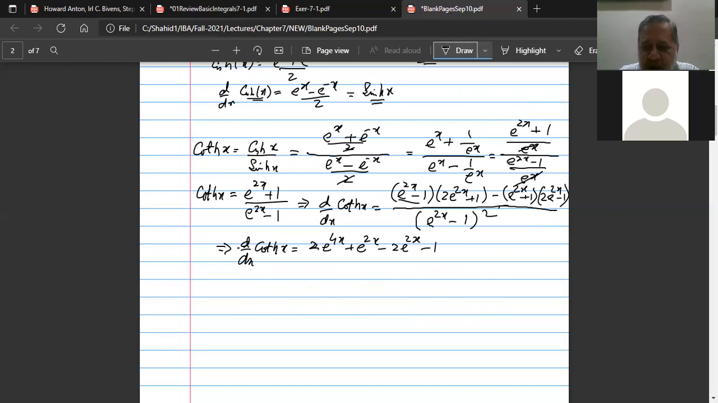Now we have to multiply these two. e^(2x) into this, that means 2e^(4x), e^(2x) into minus 1, 1 into 2e^(2x), 1 into minus 1.